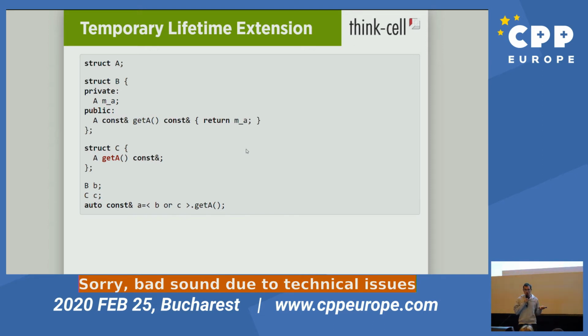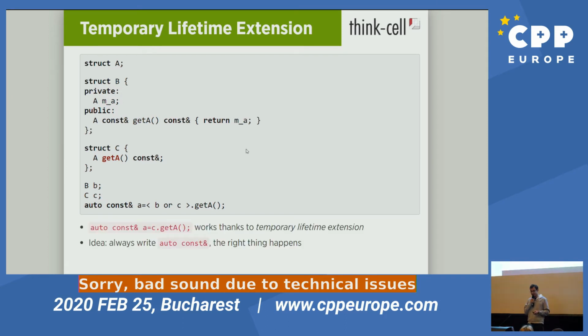And you have code where you don't know. It's generic code. You don't know whether you get a B or a C. You don't know whether the thing that you have returns the A by reference or by value. And I'm writing this: auto const ref A equals either B or C, I don't know, get A. Good or bad? Who says bad? Who says good? Not so sure.